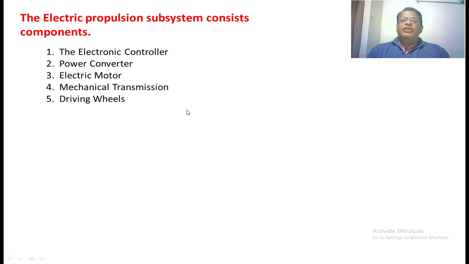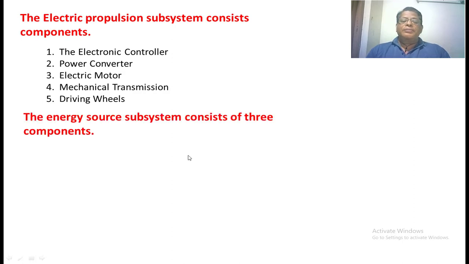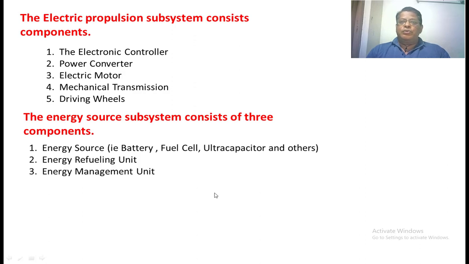Suppose it is not feasible to apply regenerative braking in an EV, then we go for mechanical braking. The energy source subsystem again consists of three components. One is the energy source. The source may be the battery, fuel cell, ultracapacitor or other. Then the energy refilling unit. If you take the battery, if the battery is discharged, then you have to recharge the battery.